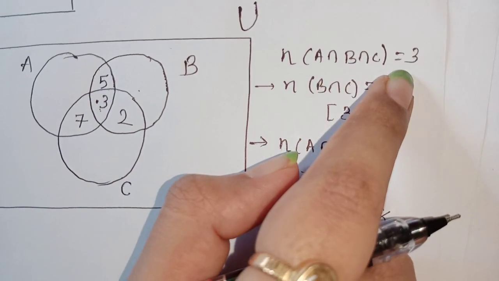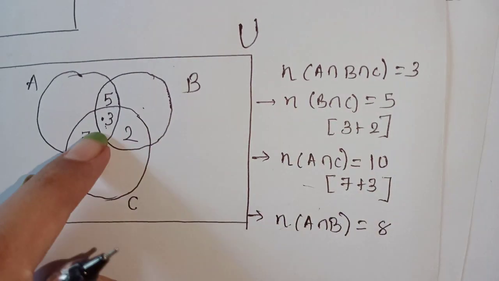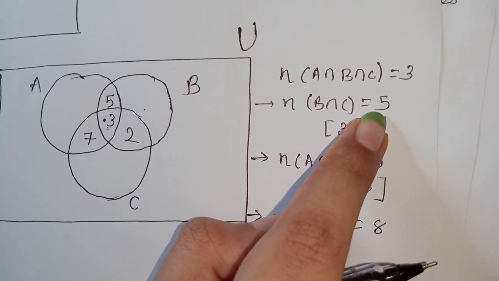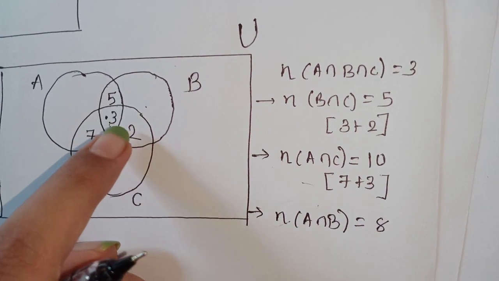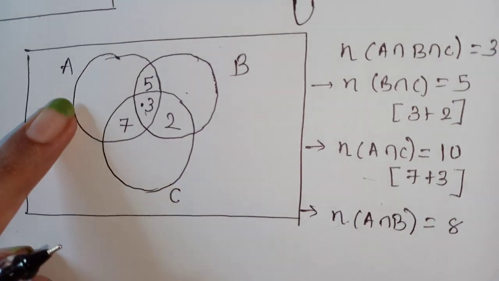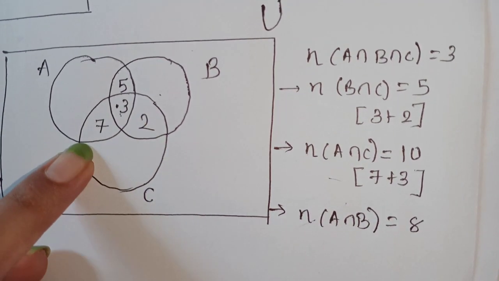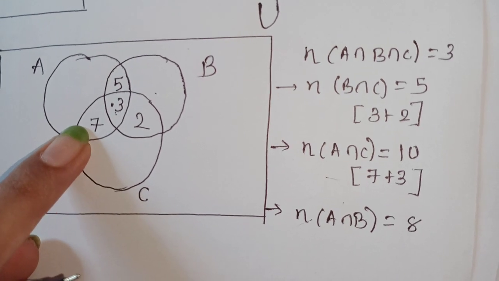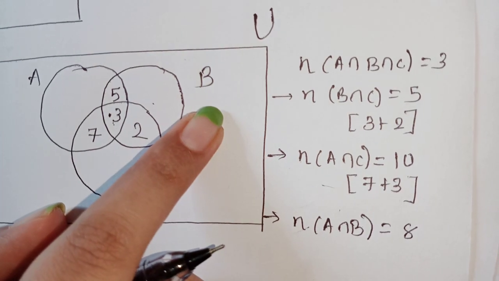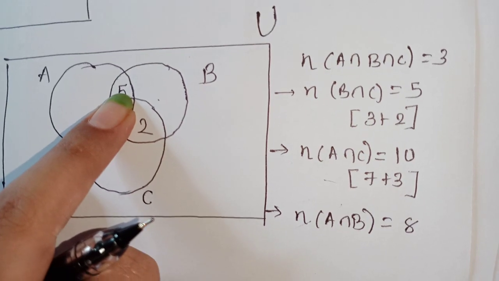Number of A intersection B intersection C, that is the common of all 3, that means the smaller part of this Venn diagram is 3. B intersection C total is 5, but 3 I have already used here, so remaining is 2, so this is common, 3 plus 2, 5. Similarly A intersection C is 10, but 3 I have already used here, so I will put 7 over here. And at last A intersection B, that is 8. 3 I have used here, so 5 you have to put over here.